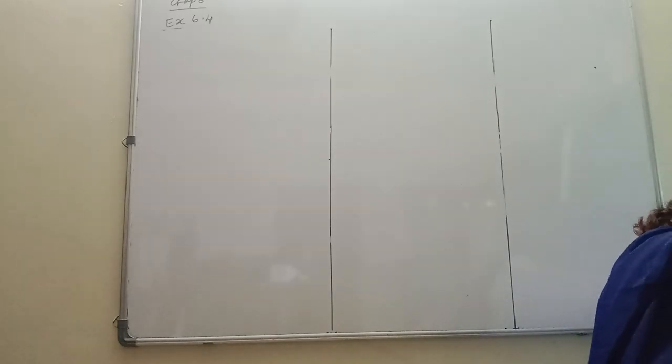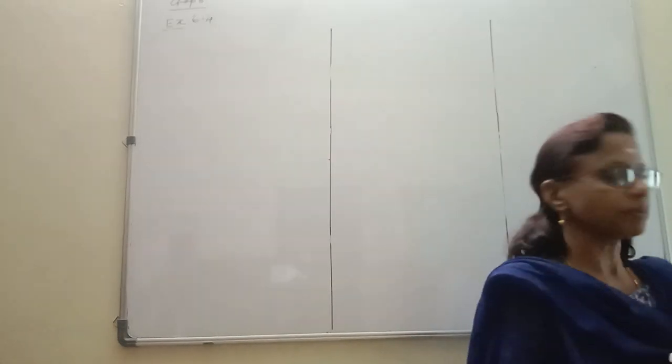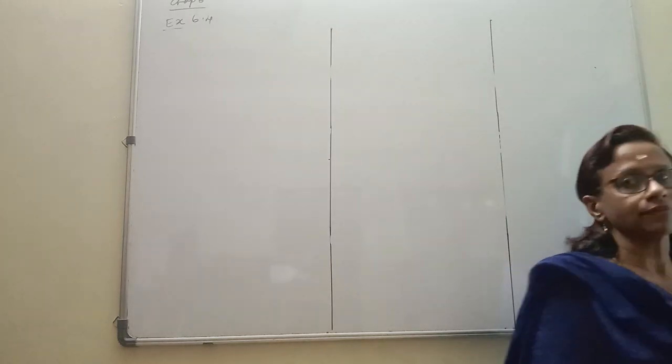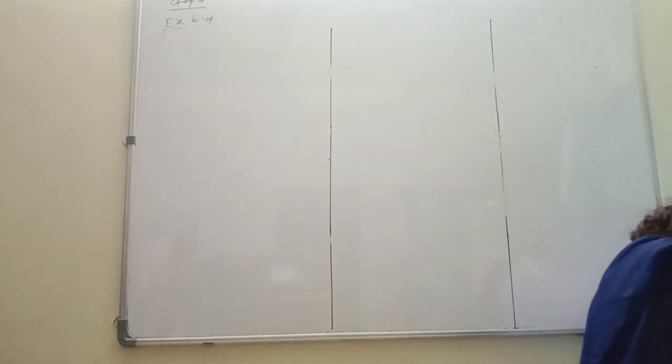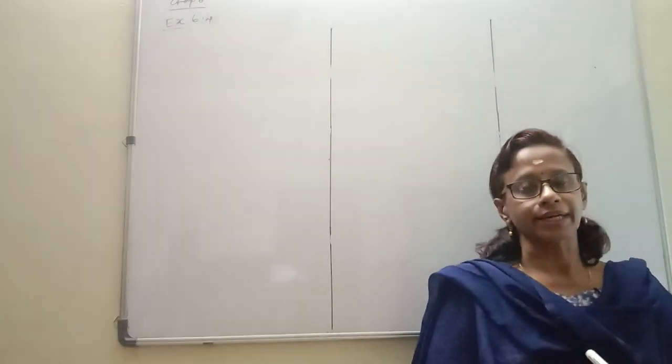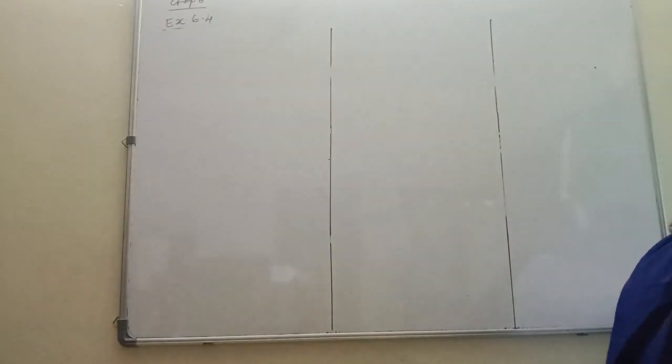Yesterday we finished till problem number 5. Now it's problem number 6. It says that if the radius of the sphere is measured as 7 meters with an error of 0.02 meters, then find the approximate error in the calculation of the volume. So the radius is 7 meters, but there is an error of 0.02 meters in its calculation. They ask us to find out what is the approximate error in the calculation of the volume.